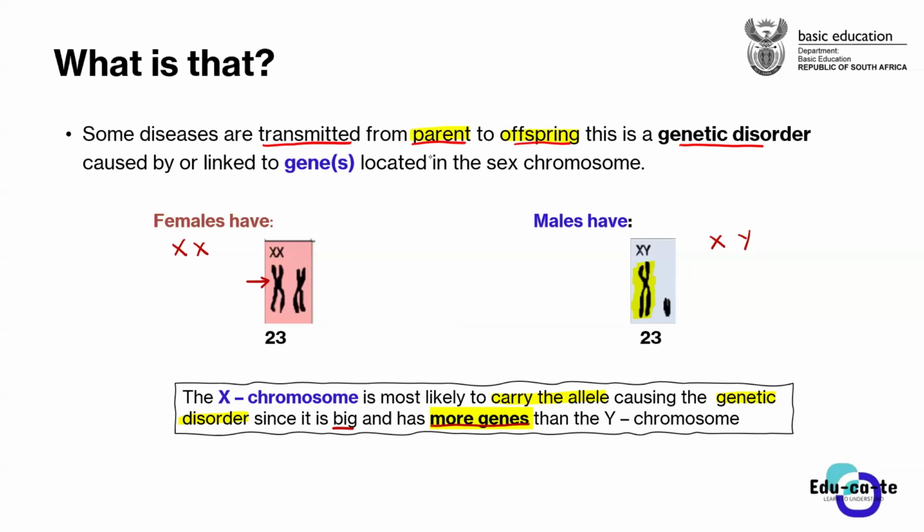How are they transmitted from parent to offspring? They actually sit on the X chromosome. Okay, so basically, for you to have a genetic disorder, that allele, or that gene that causes the disorder, is found on the X chromosome, because the X chromosome is big. The X chromosome is large, guys. It carries more genes and more alleles compared to the Y chromosome. The Y chromosome in males is so small, guys. It's small, so it cannot carry any diseases.